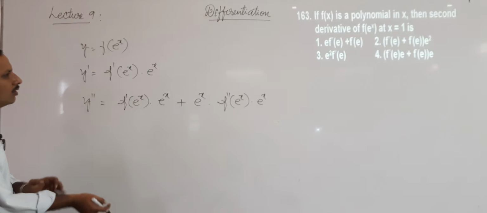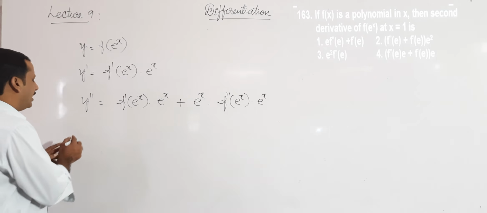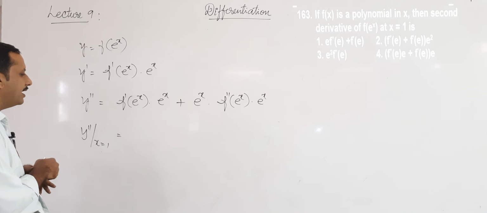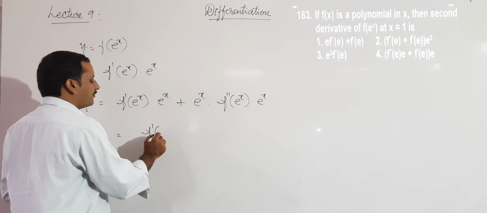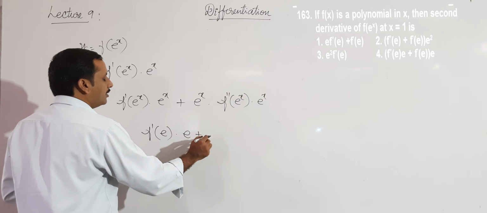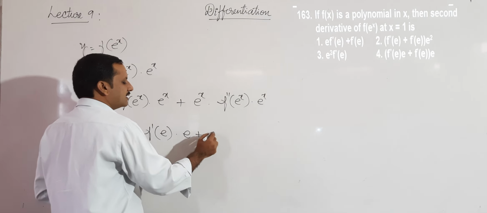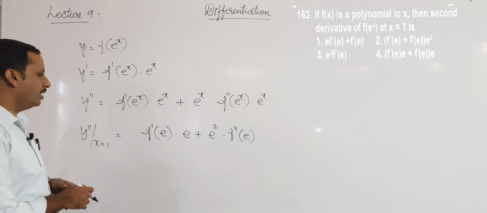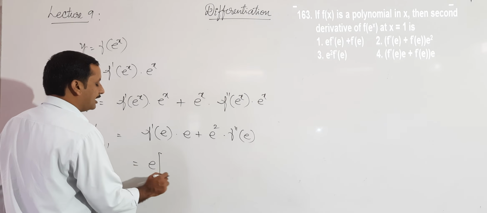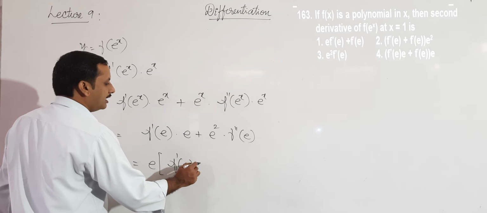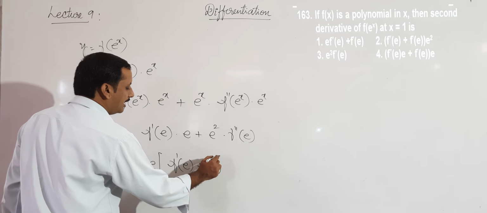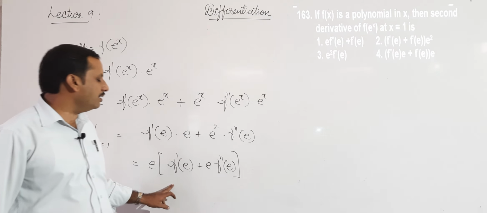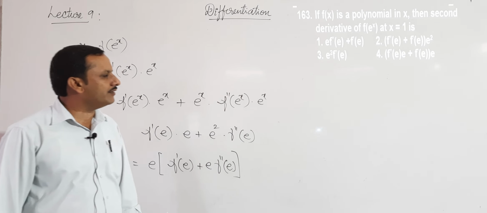Okay, now we want the second derivative at which point? At x equal to 1. Put x equal to 1 here. We get f dash of e power 1, that is e, into e, plus e power 1 into e power 1, that is e square, into f double dash of e. I am putting x as 1. You can take e as common. If I take e as common, then we will have f dash of e plus, one of those e will remain, e into f double dash of e. So e into f dash of e plus e f double dash of e. That's the answer.